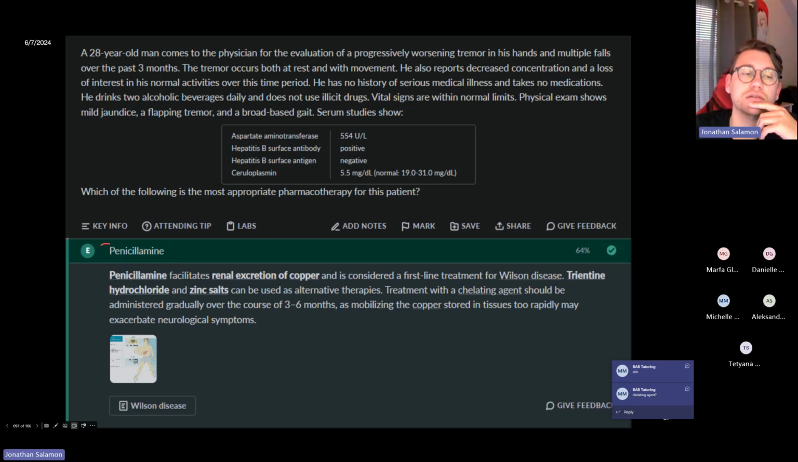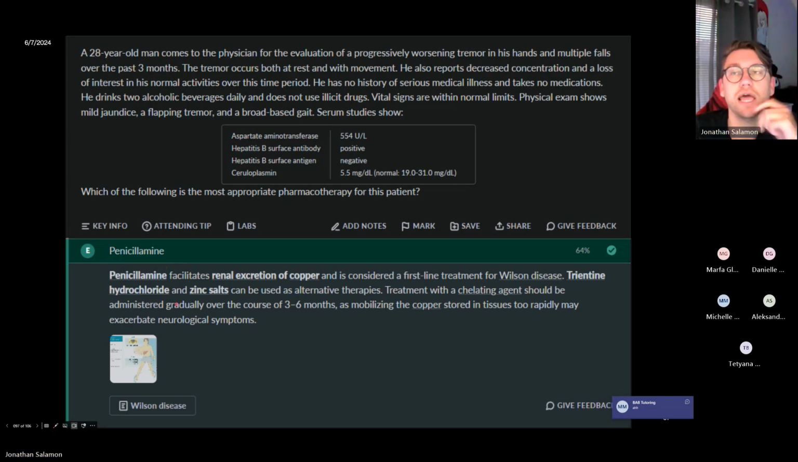This is really high yield. I'm pretty sure I have this starred in green on that slide. Please know that you treat Wilson's disease with penicillamine. Actually, in one of the other questions we did about Wilson's, I'm pretty sure it told you the person was taking penicillamine. Yeah, but please know this. Please, please, please know this. This is usually the Wilson's treatment they're gonna ask you about.